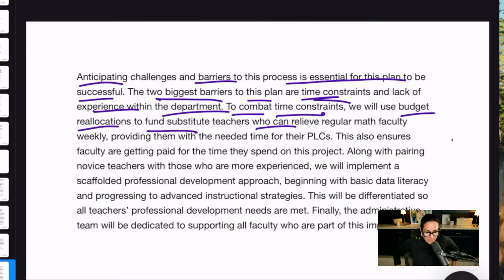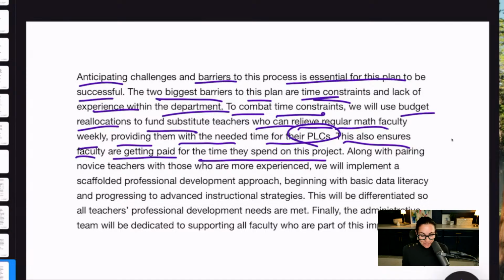Again, we're in that magical place, you guys, where we have funding to get subs so our teachers can train and do the things they need. Again, magical place. I know it's not reality. Who can relieve regular math faculty weekly, providing them with the needed time for PLCs. Oh, so they get to do PLCs during the school day. I know. I wish it were true. This also ensures faculty are getting paid for the time they spend on this project. Another thing, we have to pay our teachers.